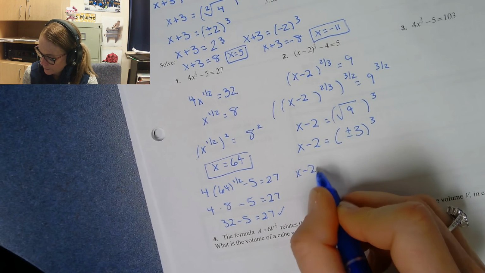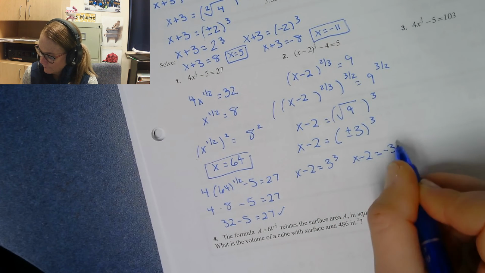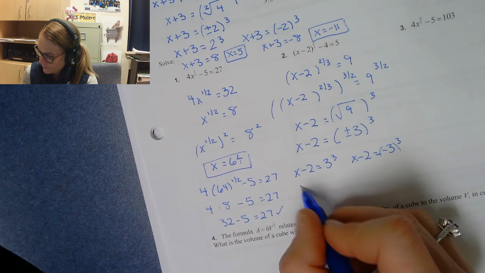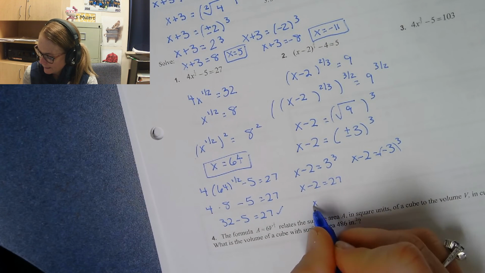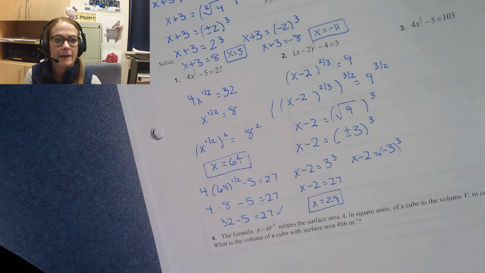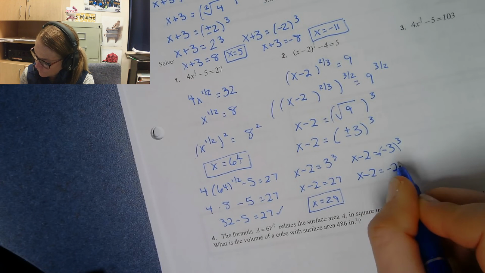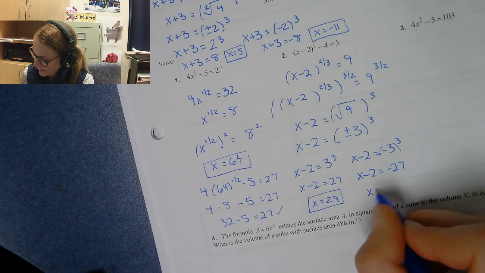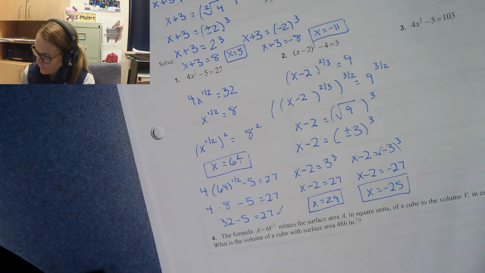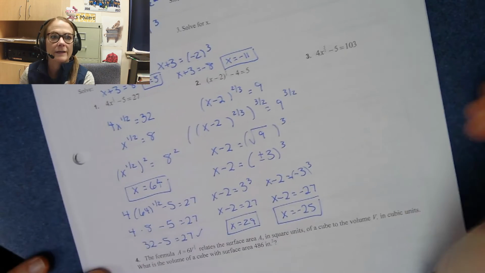So x minus 2 equals 3 cubed, and x minus 2 equals negative 3 cubed. So x minus 2 equals 27, x equals 29. And then on my other one, x minus 2 equals negative 27, plus 2, x equals negative 25. All right, so I never raised to an even power. I don't have to check those. Those are both solid answers.